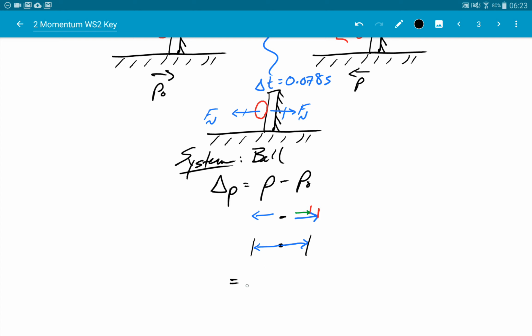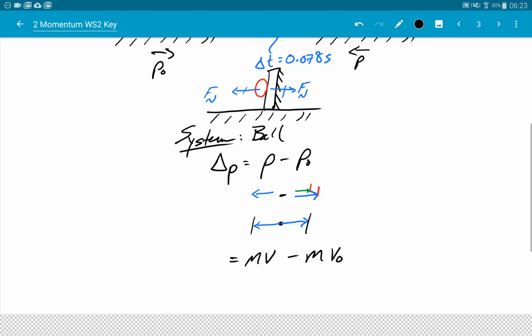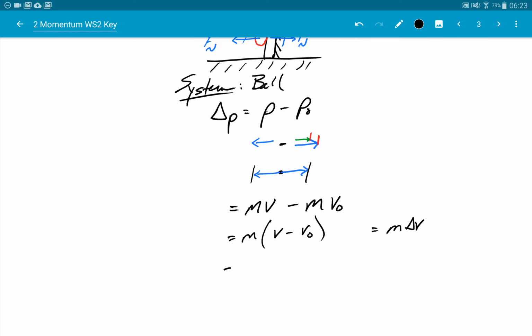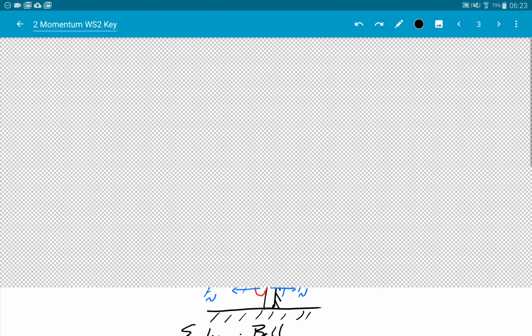So the ending momentum, we know it's just the mass of this ball times the ending velocity minus the mass times the beginning velocity. Oh, notice I can use some algebra tricks here to make this a little bit simpler. I see that mass is common in both of these, so it's m times the ending velocity minus the beginning velocity, and I might also recognize that that's just mass times the change in velocity there. Okay, cool. We look at the ending bit, which is 39, and it was going to the left, and the beginning bit was, what was it, 40?